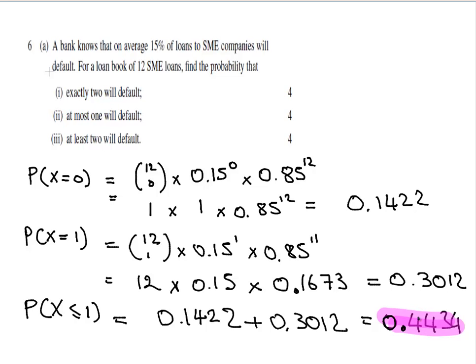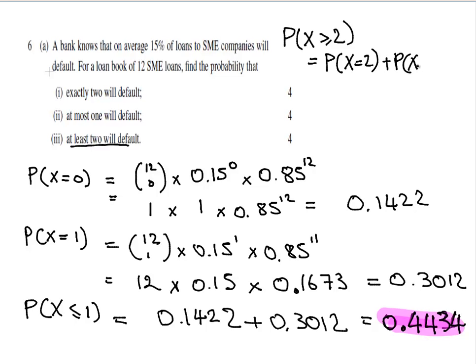So the last one here is at least 2 will default. So the probability of x greater than or equal to 2 is equal to the probability of x equal to 2 plus the probability of x equal to 3, all the way up to the probability of x equal to 12. A lot of work there.